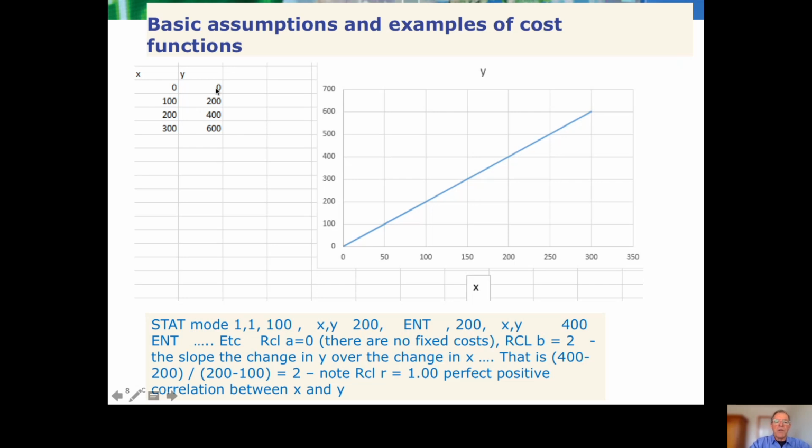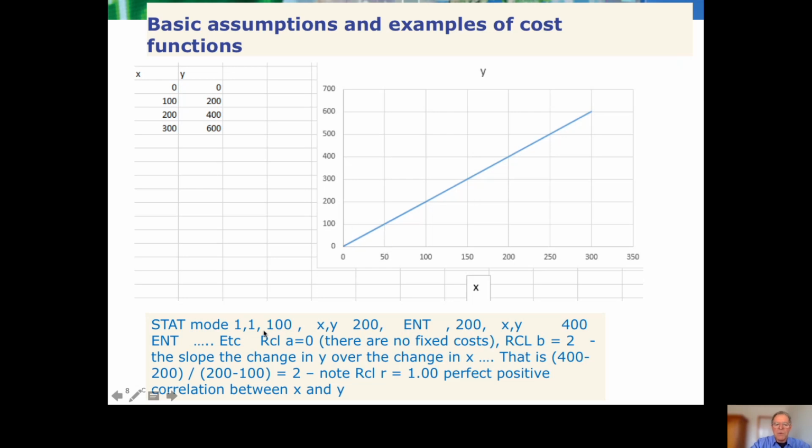So 0, 0, the y-intercept: when x equals 0, y equals 0. So the line starts here. And notice the slope is very easy to predict here. It's the change in y over the change in x, so it's 200 divided by 100. So the slope is 2. When x increases by 50, y increases twice that, to 100.